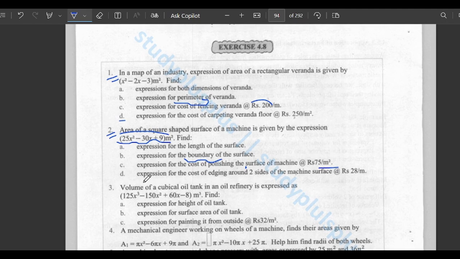Here we need to find the expression for the cost of edging around two sides. So if there are two sides, then the first is 5x minus 3, and the second will be 2 multiplied by 5x minus 3. So first we will multiply our side with 2, and then we have 28 rupees per meter. When we have per meter, that means we're going to multiply that with the perimeter. So we multiply 2 with 5x minus 3, and then we will multiply that with 28 rupees.